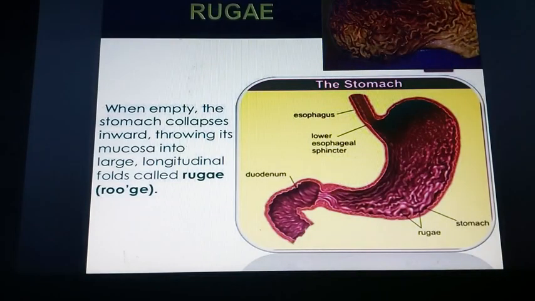Coming to the rugae. When empty, the stomach collapses inward, throwing its mucosa into large longitudinal folds, called rugae. These are the mucosal folds.